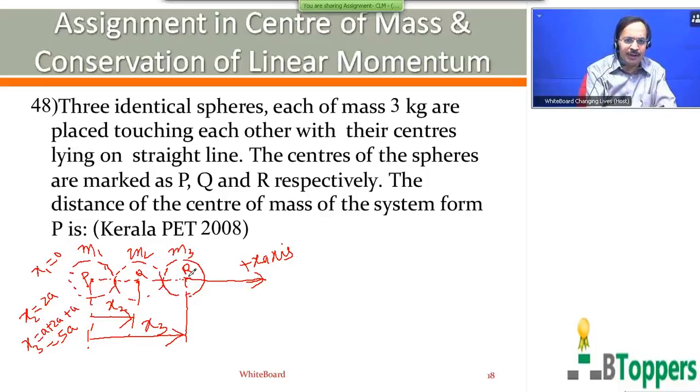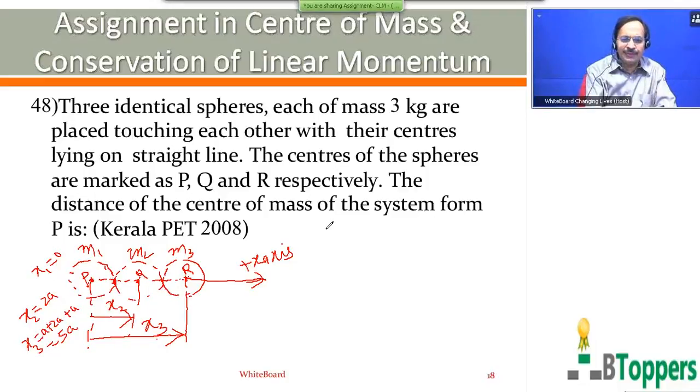Q is the center of the second sphere of mass m2. R is the center of the third sphere of mass m3. x2 is the distance of the center of the second sphere from the origin. We are choosing the coordinate center P as origin here. x3 is the distance of the center of the third sphere from the origin. In case A is the radius of each sphere, because the three spheres are identical, then x2 equals A plus A, or 2A, and x3 equals A, the radius of the first sphere, plus the diameter of the second sphere, that is 2A, plus the radius of the third sphere.